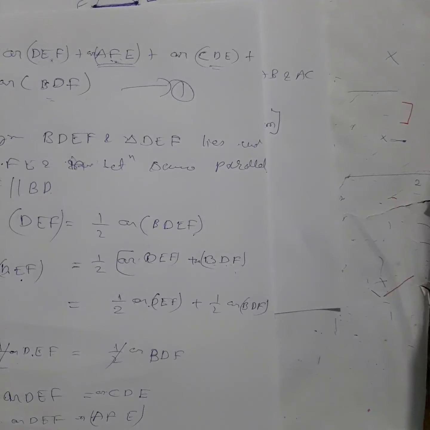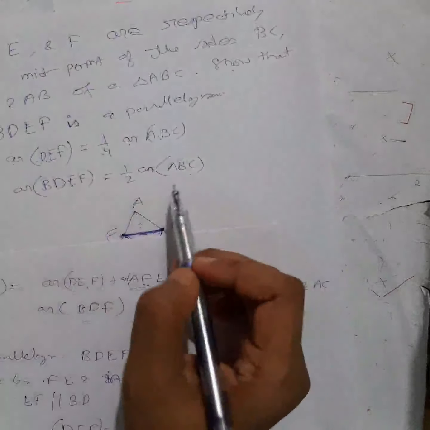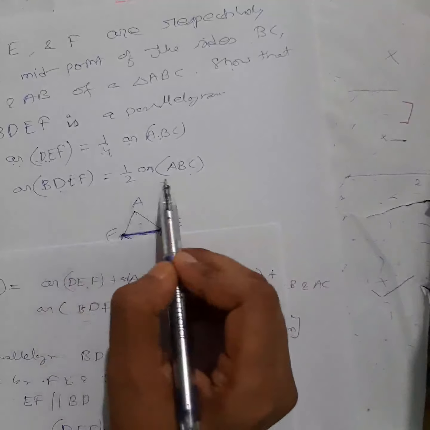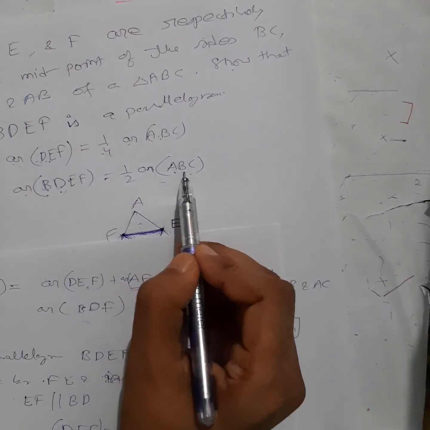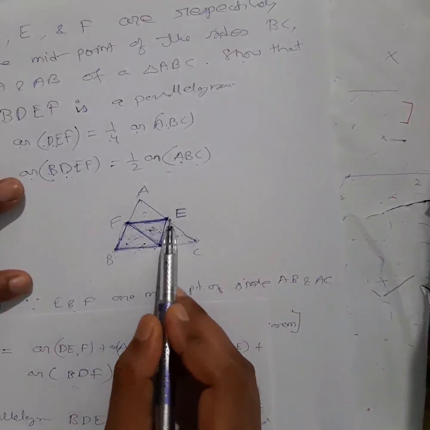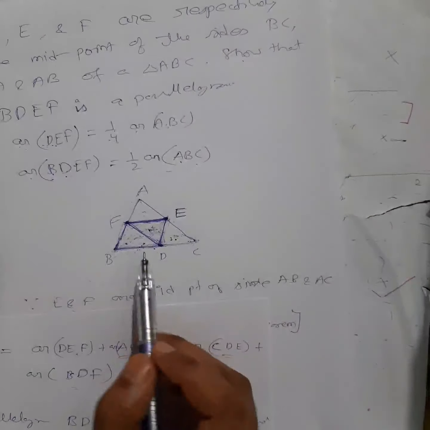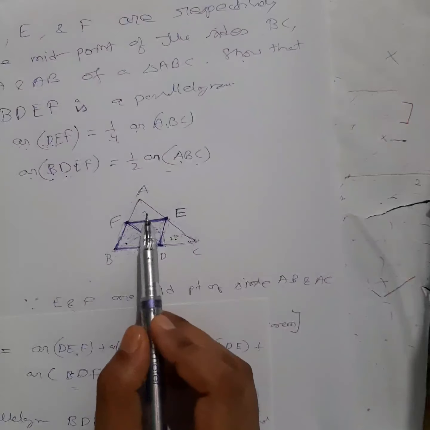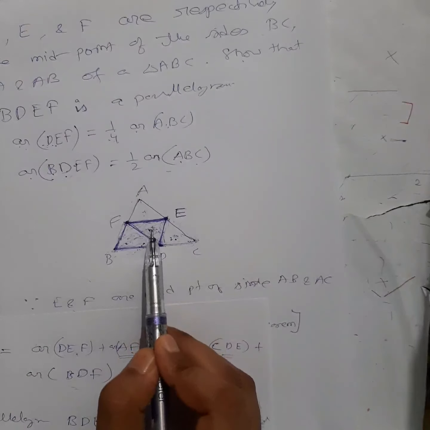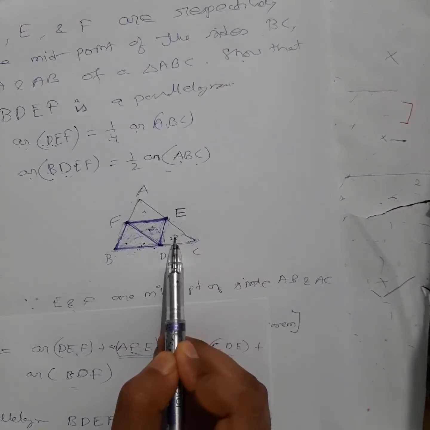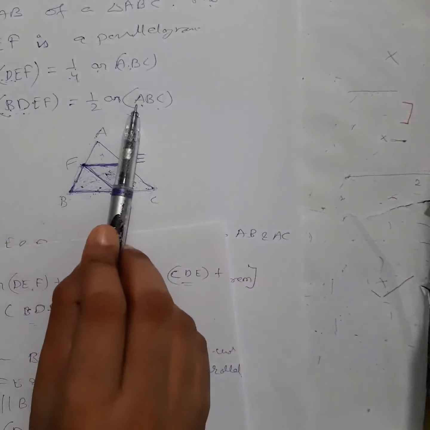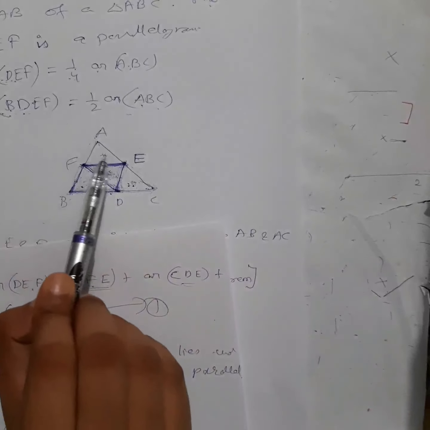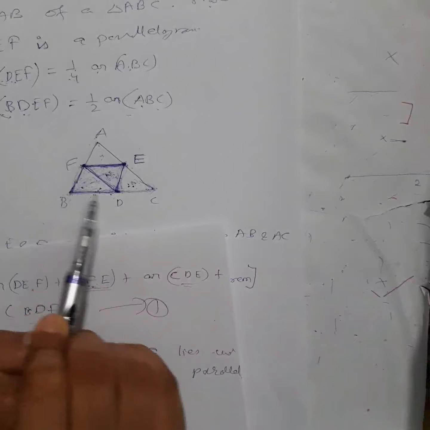So the third part also is quite similar; we have already proved this one. You have to prove that area of BDEF is half of area of ABC, meaning this area is half of this triangle, you have to show. Now you know that obviously this will be half; this is equal to this is equal to this is equal to this, we have already proved, right? So let me write it down. So basically you have to make an equation of these two only.